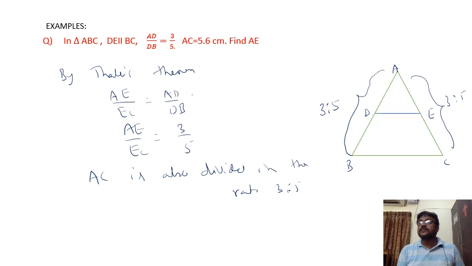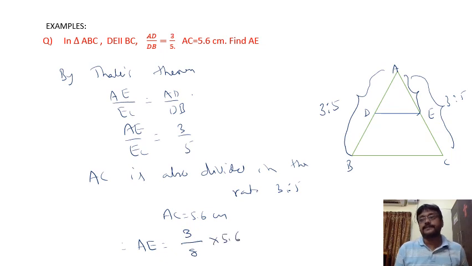Therefore, what is the portion AE then? AE is 3 parts out of 8 parts. Given AC is equal to 5.6 centimeters, therefore AE is equal to 3 by the total parts 8 into 5.6. So 8 sevens are 56, but here 5.6, so 0.7 in fact. 8 times 0.7 is 5.6. So 3 times 0.7 is 2.1 centimeters. Likewise, you can find AE.